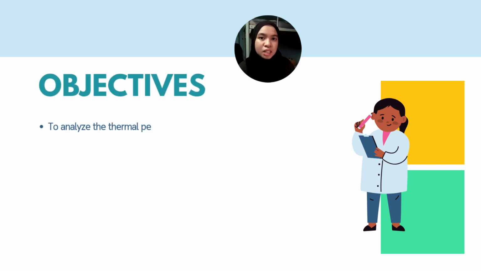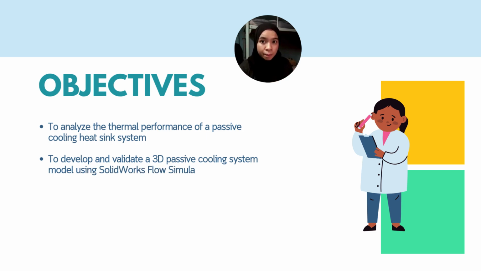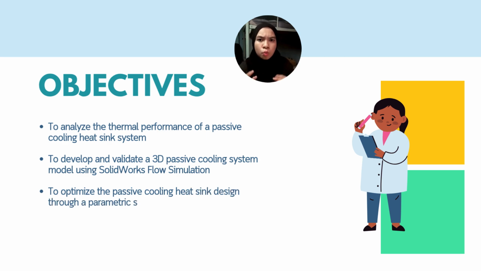Next, I will present the objective of our project. The first objective is to analyze the thermal performance of a passive cooling heat sink system by applying basic heat transfer principles such as conduction through the heat sink and natural convection to the surrounding air. The second objective is to develop and validate a 3D model of the passive cooling system using SolidWorks Flow Simulation, where the heat transfer behavior and temperature distribution are simulated and compared with the theoretical results.